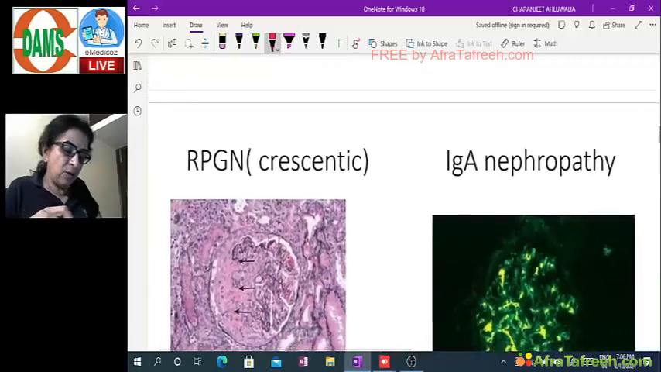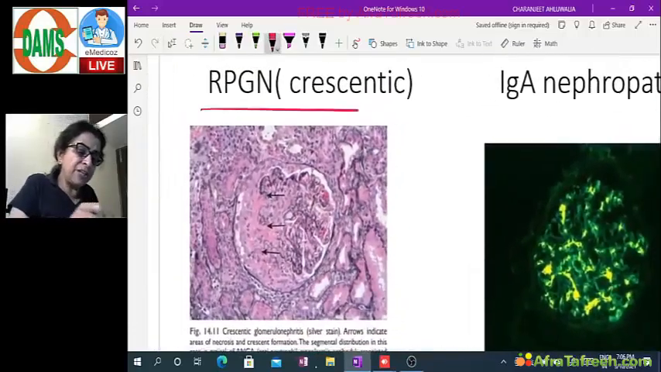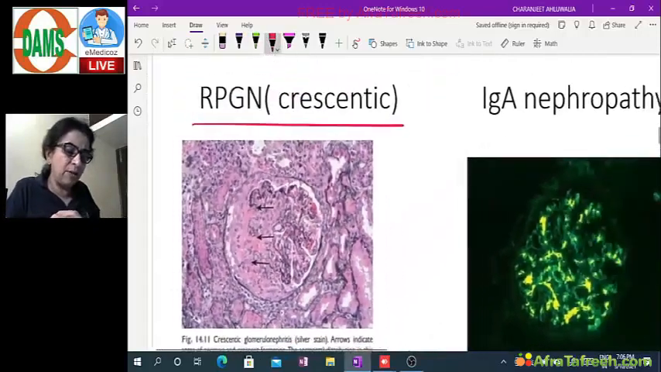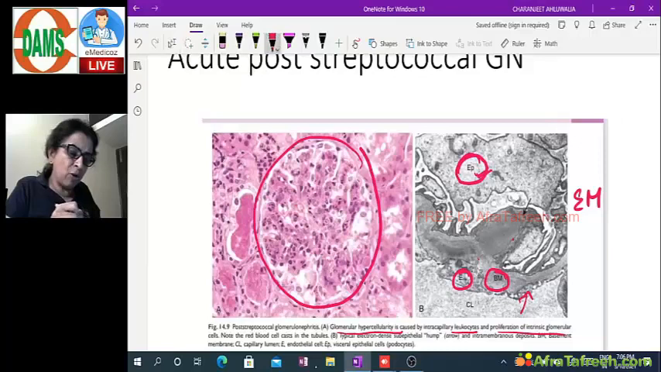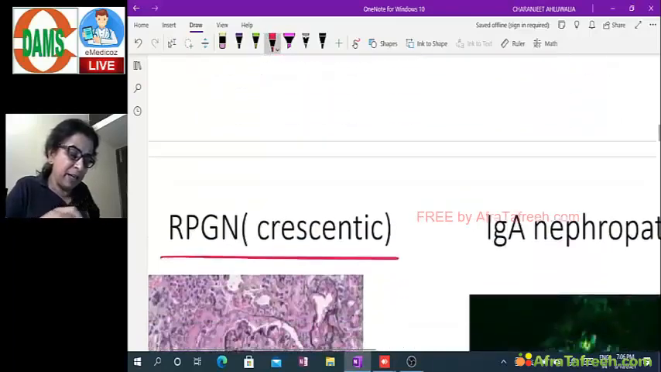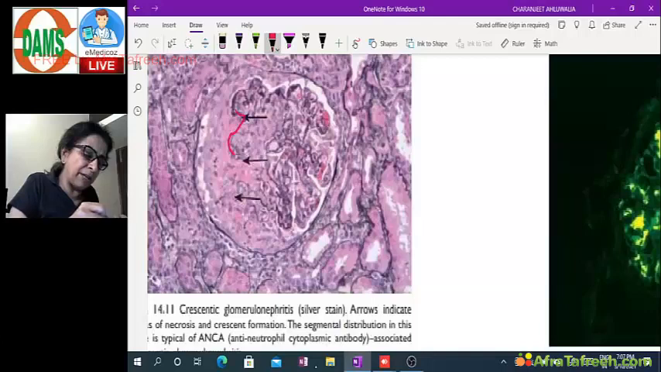Okay, now look at this picture. This is RPGN, or crescentic glomerulonephritis. Earlier was acute post-streptococcal; now look, this is the glomerulus and this is the Bowman space outside it. Now what do you see? This is the glomerular capillary tuft. All this is the glomerular capillary tuft.